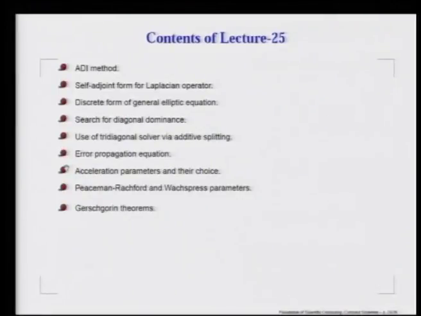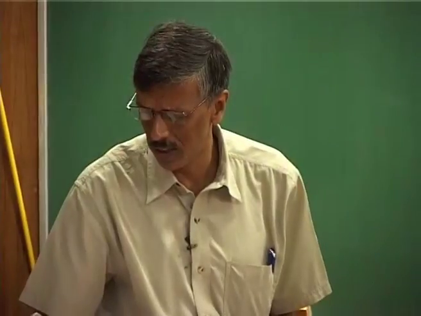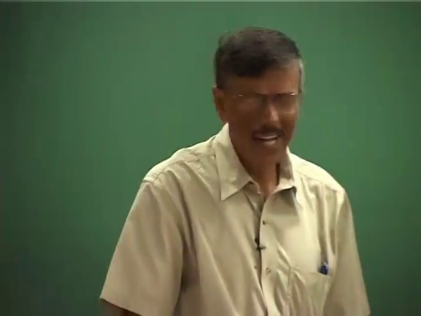These acceleration parameters are of two kinds. One set was given by Peaceman and Rachford, and the other set was given by Wachspress. These acceleration parameters are found with the help of a pair of theorems due to Gershgorin. That is what we are going to talk about today. Let us get back to our discussion on the ADI method.